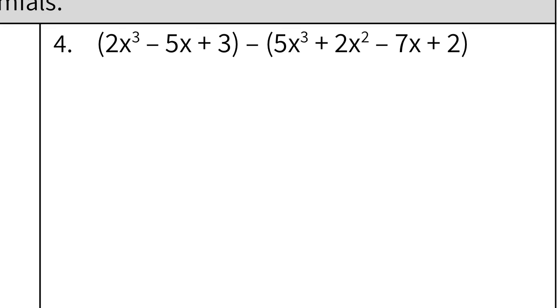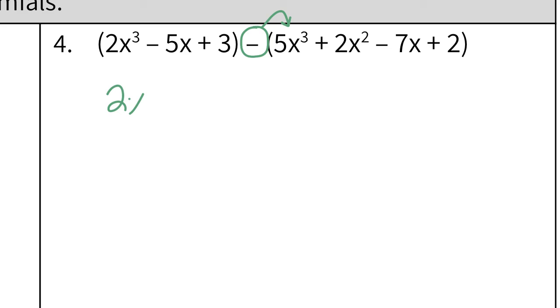Okay, so this one's a little bit longer, but it's okay. We'll figure it out. So 2x to the third power minus 5x plus 3, and then minus the other polynomial, 5x to the third power, 2x to the second power, minus 7x plus 2. Okay, so first thing that we need to do is this negative sign in the middle. We want to distribute it.